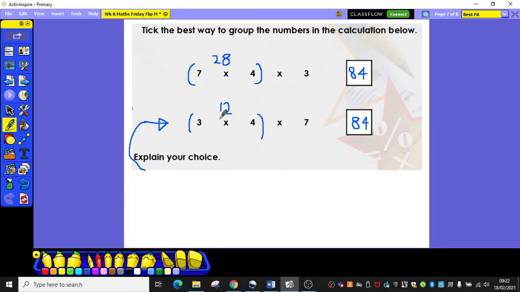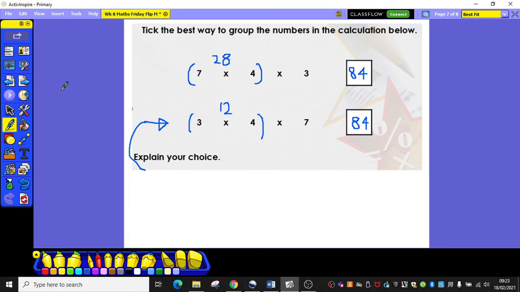You might have chosen the top one if perhaps you weren't as confident with your 12 times table. The key bit here is knowing that you can do them in any order and putting them in an order that suits you. And my final point before I look at an additional challenge today is don't forget, if you're doing 28 times 3 and you can't do it in your head, you could use your grid method.